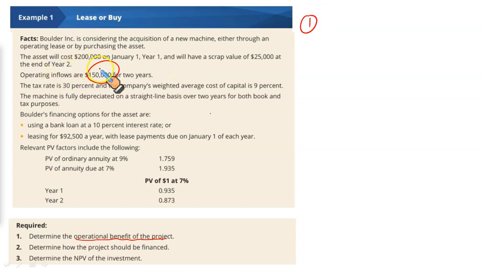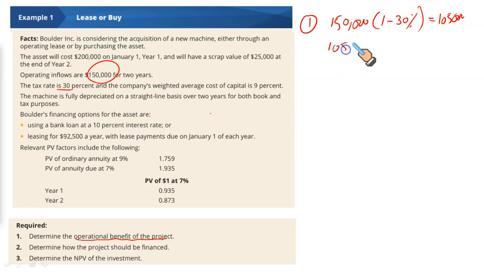$150,000 operating cash inflow. First of all, you will have to convert these operating cash inflows into post-tax basis by multiplying with 1 minus the tax rate, which is given as 30%. So 150,000 into 1 minus tax rate should give you 105,000. Now this 105,000, which is the net cash flow after taxes, must be discounted. There are two such amounts at the end of year 1 and 2.